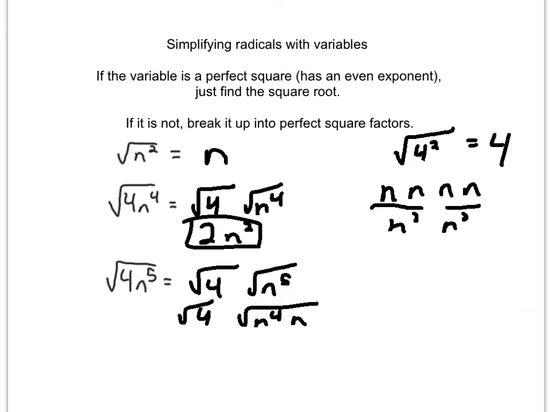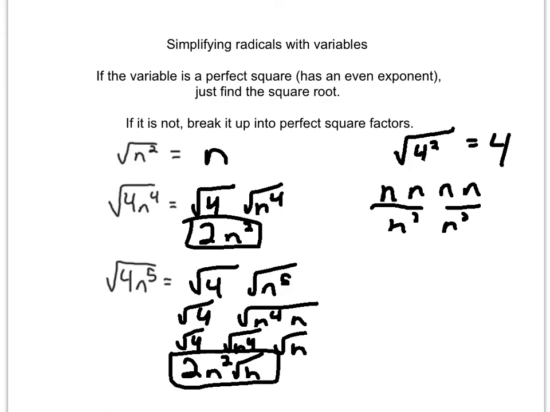Now I can make this the square root of 4 times the square root of n to the fourth times the square root of n. Well, the square root of 4 is 2. Square root of n to the fourth, that's n to the 4 divided by 2 power, which is n squared. And then this one, I can't simplify this anymore. This is to the first power. I cannot simplify n to the first power, so I'm just going to leave it as the square root of n. So it's 2 times n squared times the square root of n.